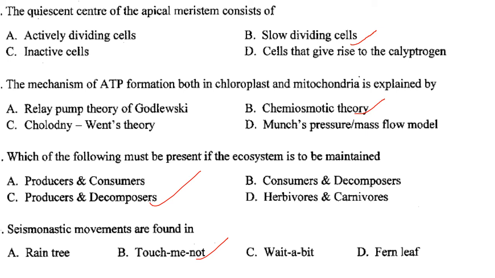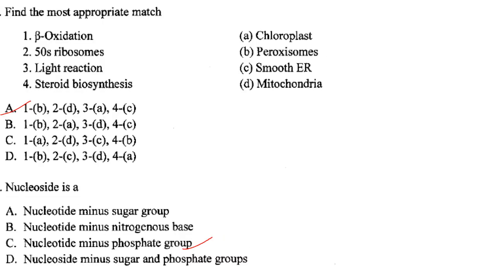Answer is option C. Then seismonastic movements are found in touch me not plant. Answer is option B. Then next one. Find the most appropriate match. So one, that is beta oxidation, it takes place in peroxisomes also. So 1B, 50S ribosome, mitochondria, 3 light reaction, chloroplast, steroid synthesis, smooth endoplasmic reticulum. So the answer is option A, that is 1B, 2D, 3A and 4C.